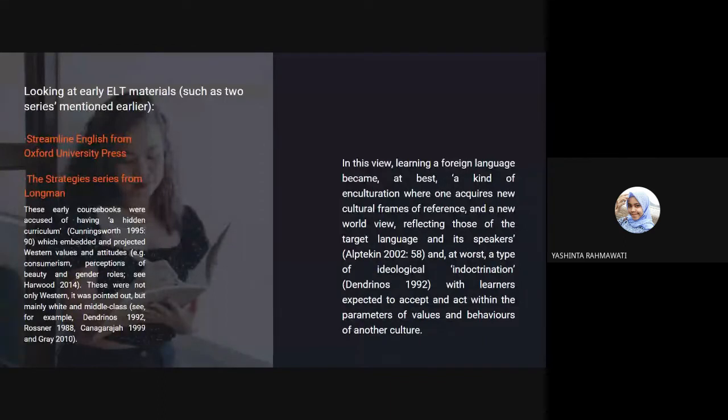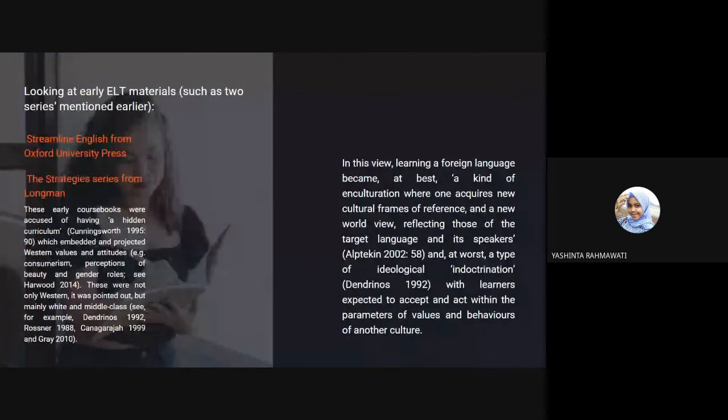These were not only Western, it was pointed out, but mainly white and middle class. See, for example, Dendrinos 1992, Rosner 1988, Karnaraja 1999, and Gray 2010.